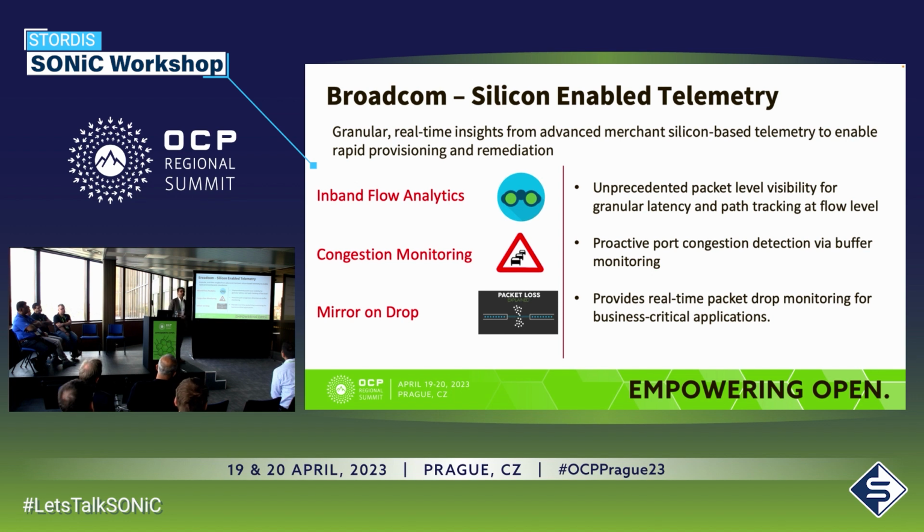In-band flow analytics is a feature that can give you hop-by-hop latency of every packet of a flow at a nanosecond accuracy. So I repeat, hop-by-hop latency of every packet of an interesting flow that you define at a nanosecond accuracy. This is the type of feature which can very quickly tell you whether or not an application performance issue is caused by the network or it is not caused by the network.